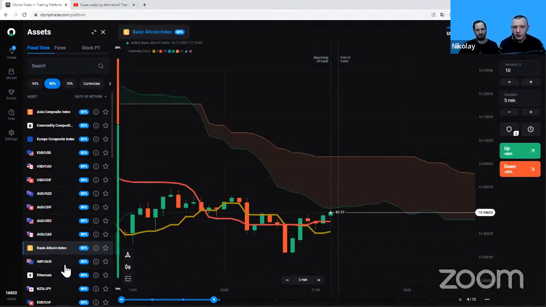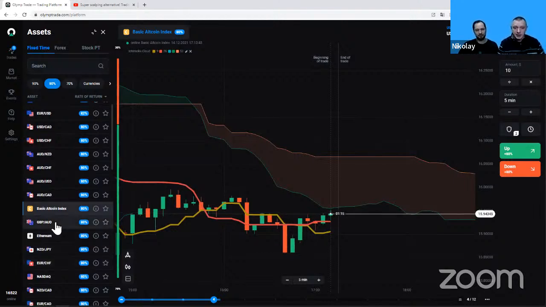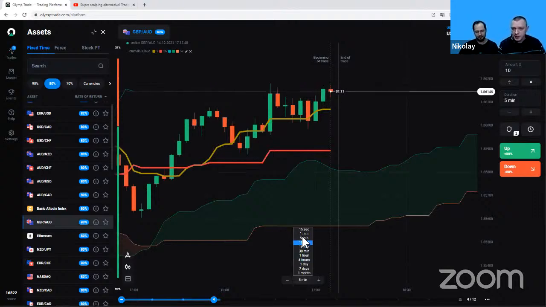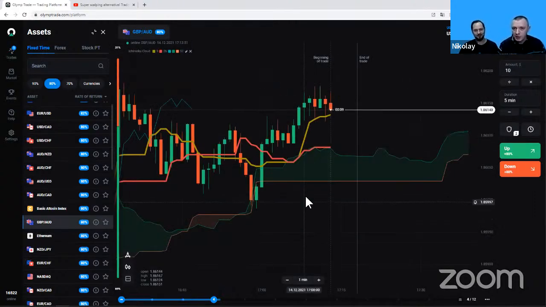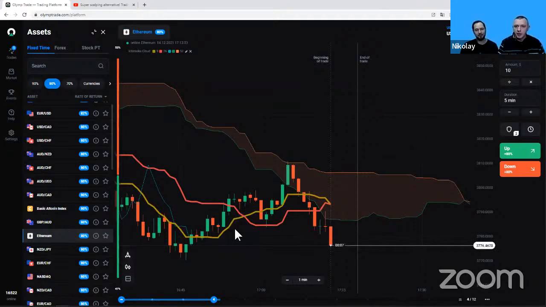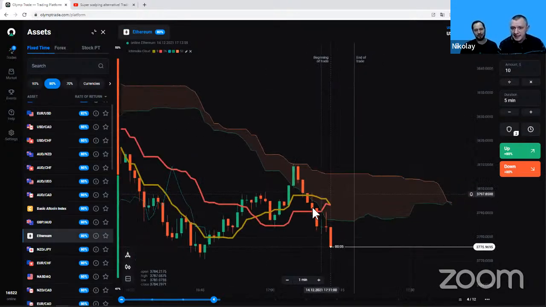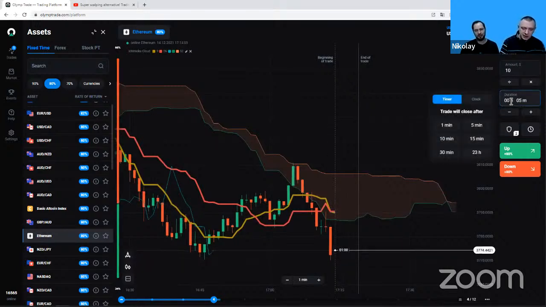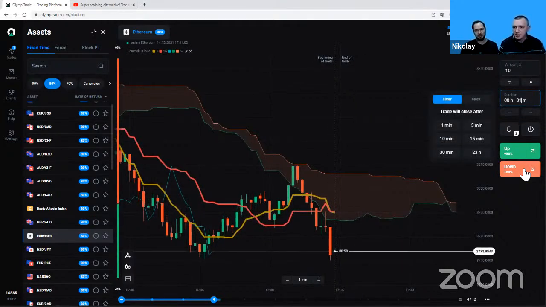So basic altcoin index. So I know that Alex prefers to trade on cryptocurrencies. Yeah. 1 minute time frame, nothing. Well, Ethereum, my friends. So I see that there is a downtrend here. Yes. Again, 10 minutes. Well, 1 minute I'll use and down.